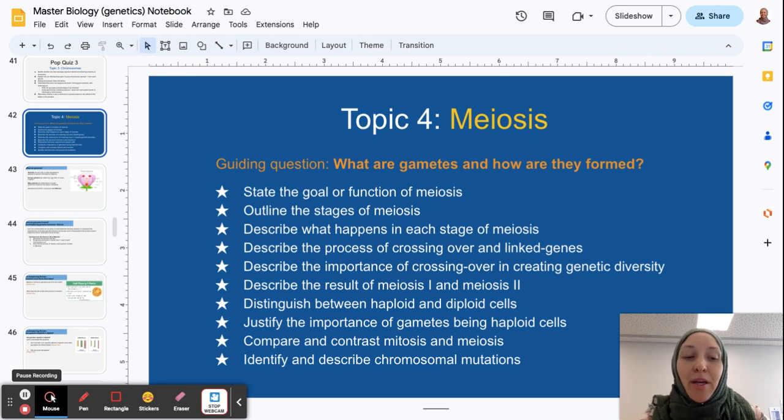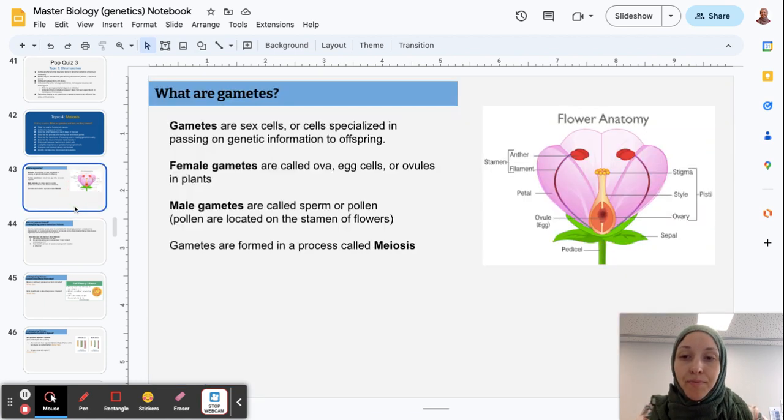So meiosis is the process by which gametes are formed. Now we're asking, well, what are gametes? Gametes are sex cells, or cells specialized in passing on genetic information to offspring. So this would be their function.